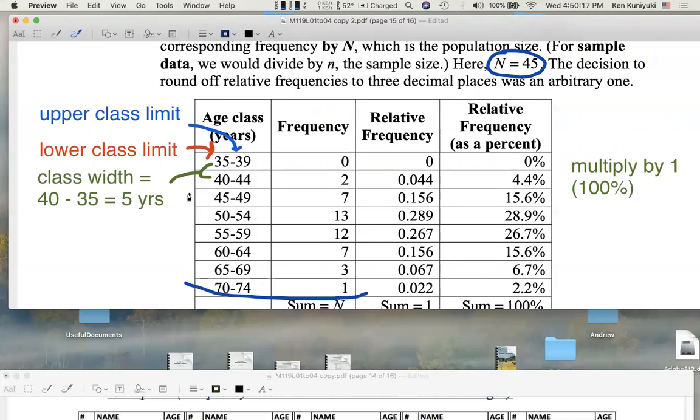Technically, to get the class width, you're looking at the differences between the lower limits of these classes. So for example, the first class has as its lower limit 35 years old. The second class has its lower limit 40 years old. 40 minus 35 is 5. So the class width is 5 years. Each of these classes has width 5 years. It didn't have to be 5 years, but relatively speaking, 5 is a nice round number. In principle, you could have used 4 years, 6 years, whatever, but it's got to be the same width for each class.